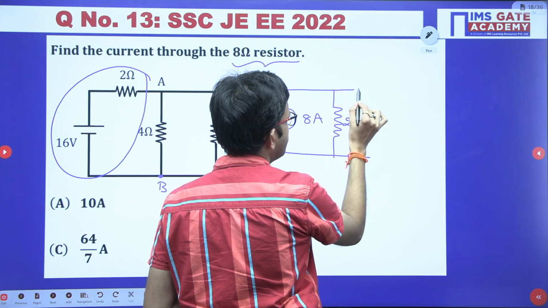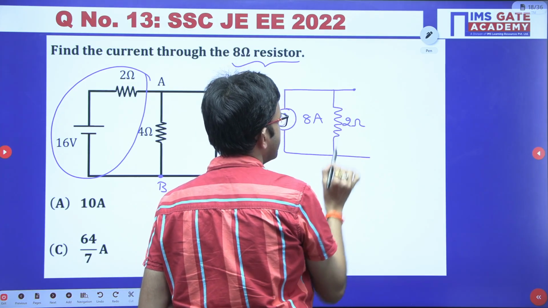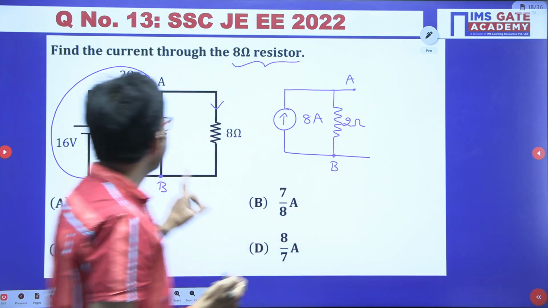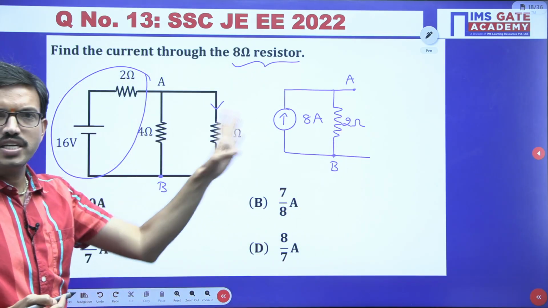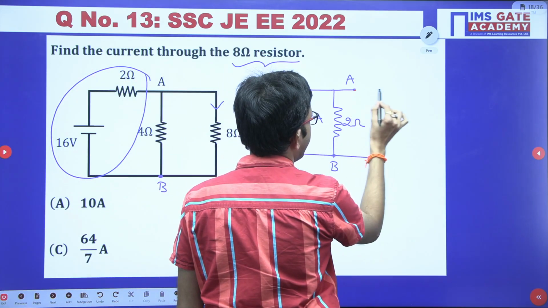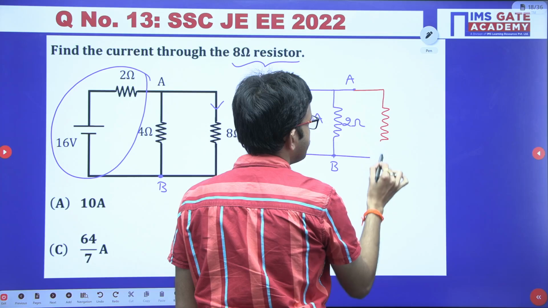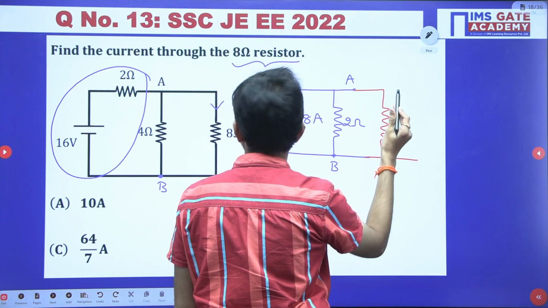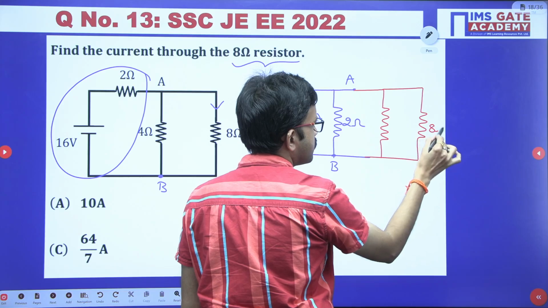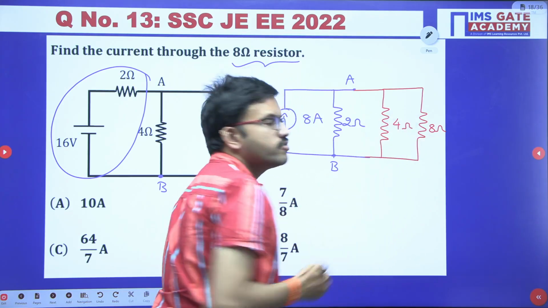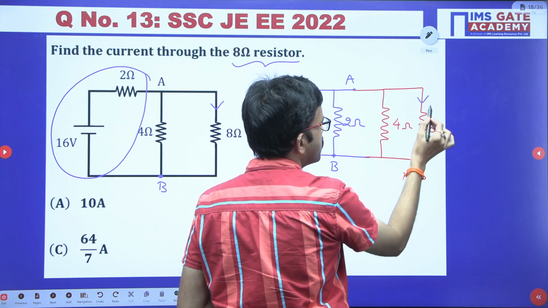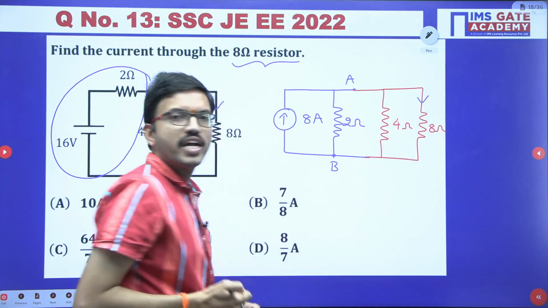So this is the circuit you have between the terminals A and B. And then whatever circuit you have here, you can draw as it is. So here we have a 4 ohm resistor and then an 8 ohm resistor. Four ohm, 8 ohm, right? As per the question, we have to calculate the current flowing through the 8 ohm resistor.